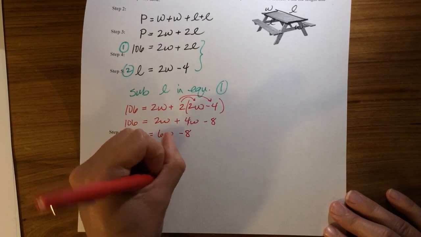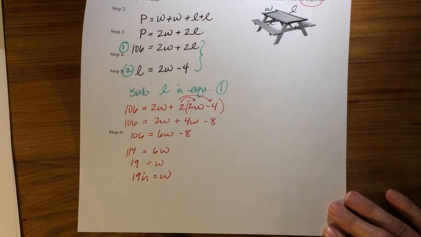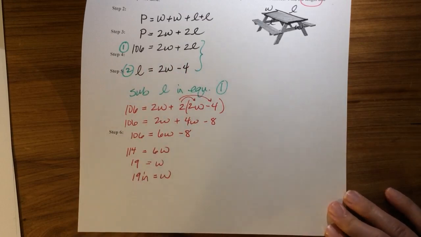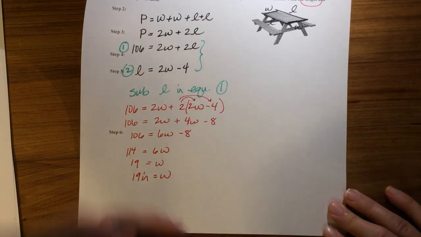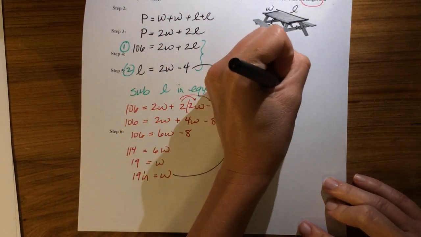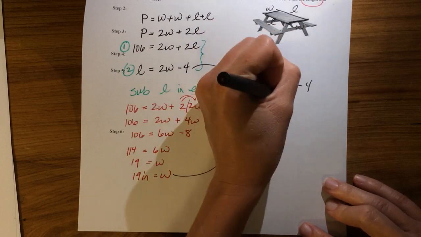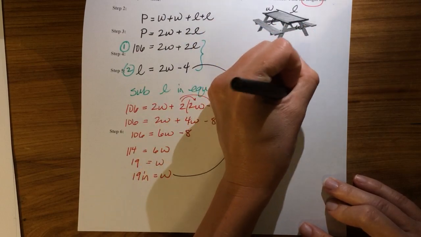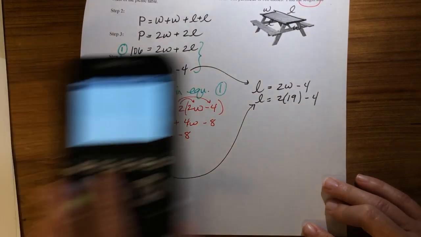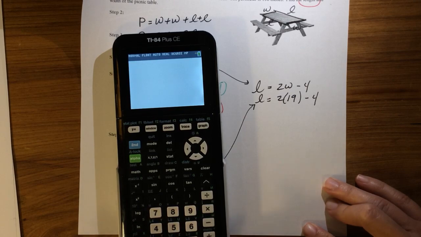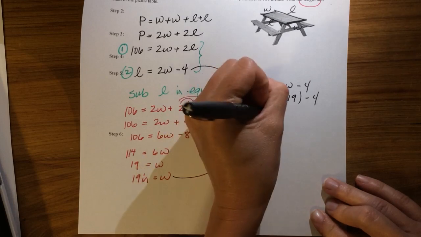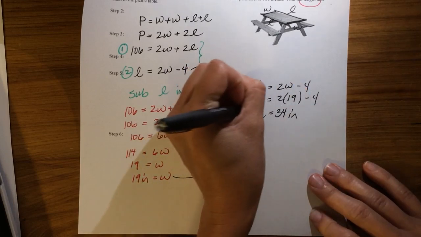We know that. But we need the length. So how do we do that? We go back here. Let me switch colors. So going back with W, I know that L equals 2W minus 4. So L equals 2 times 19 minus 4. Grab our handy dandy calculator. 2 times 19 minus 4 equals 34 inches. And there you go.